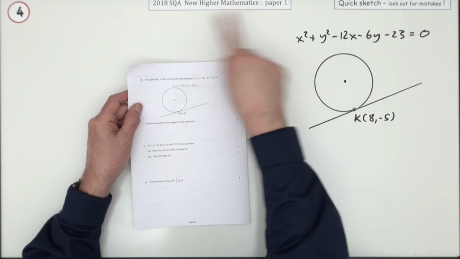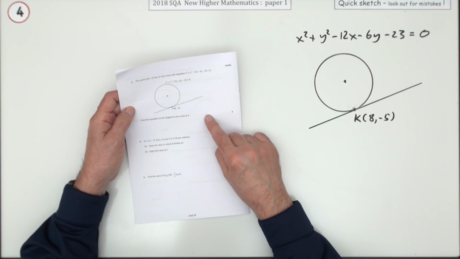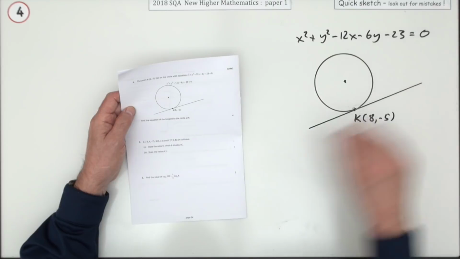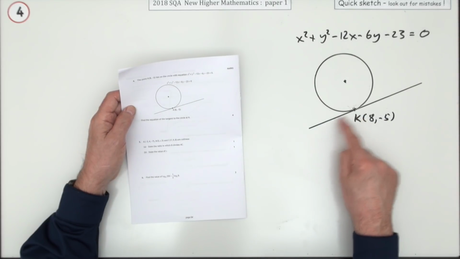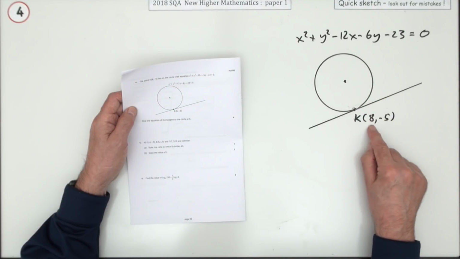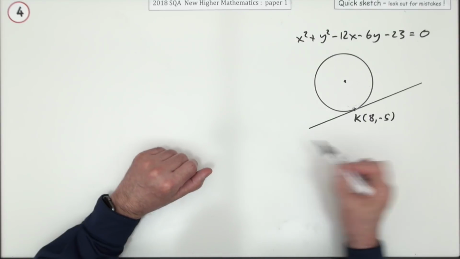Number 4 then, from paper 1 of 2018, quick sketch again here, I'm just going to go through this quickly. You're given the circle, here's its equation in that expanded form. You have to find the equation of the tangent at this point K on that circle with coordinates 8, -5. Well, you know how to do that one.